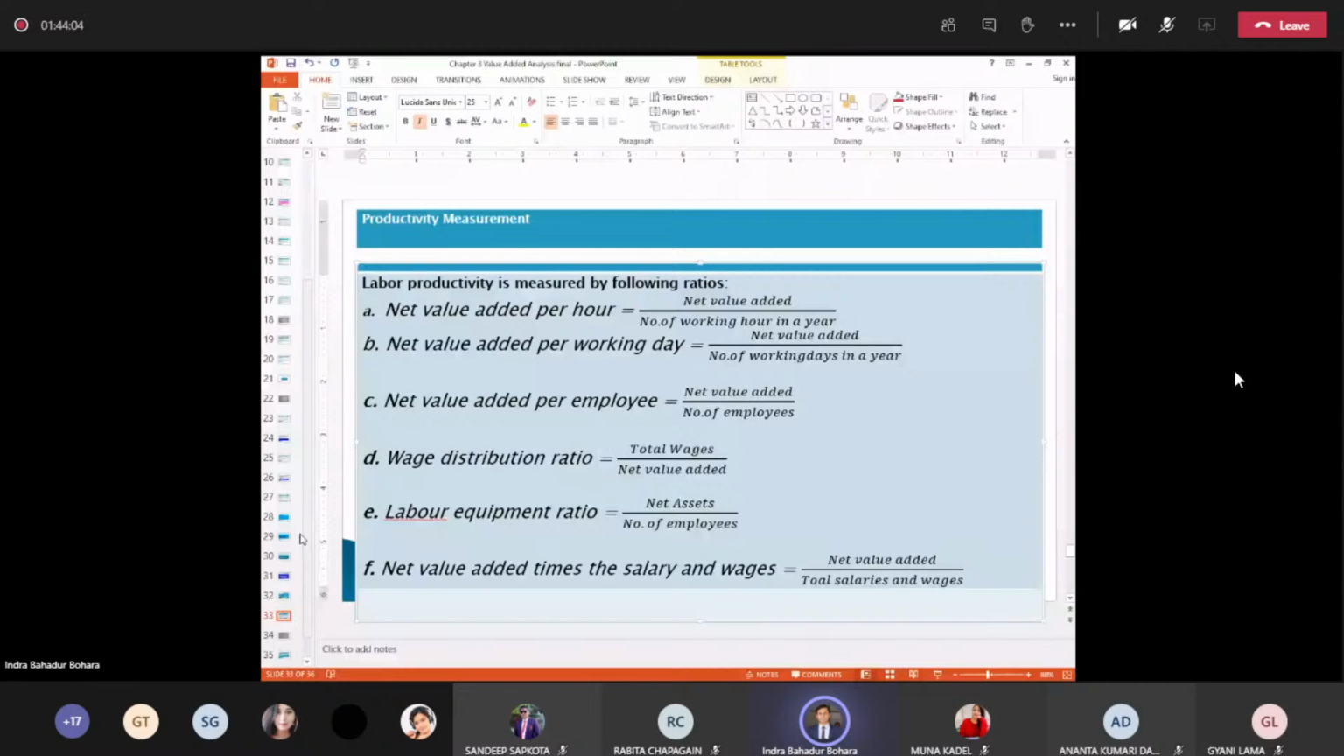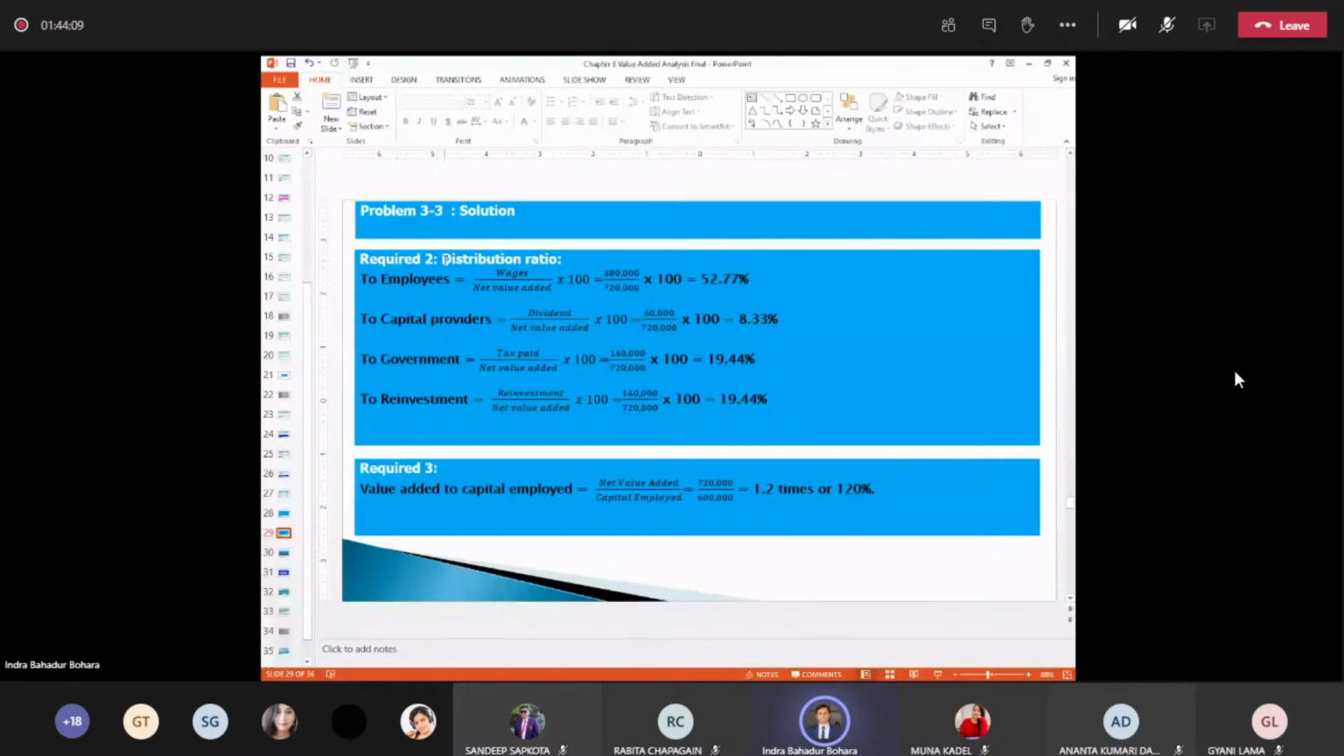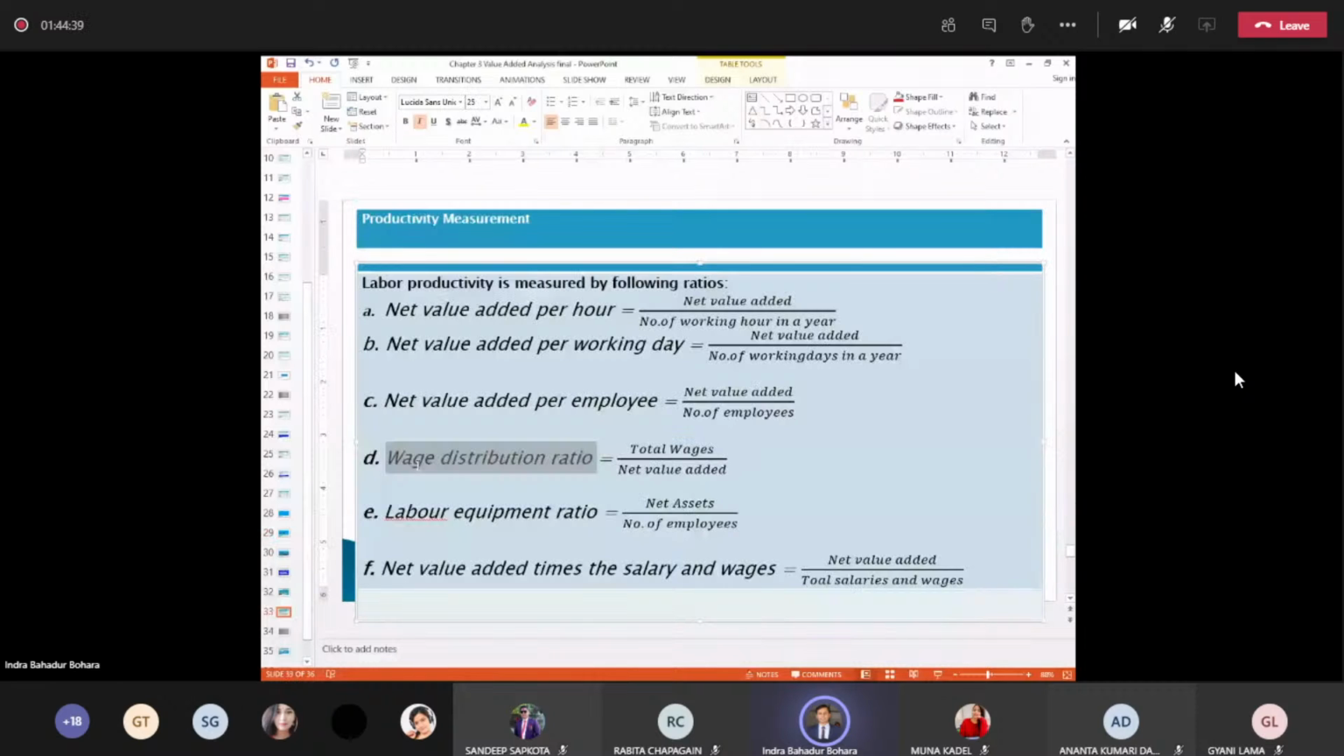Question required number 2, problem number 3.3 required wage distribution ratio, capital providers distribution ratio, dividend distribution ratio, tax distribution ratio, reinvestment distribution ratio, we calculated. Likewise, here, same thing: wage distribution ratio, what percentage, what portion of wages out of total value added, this is the wage distribution ratio.